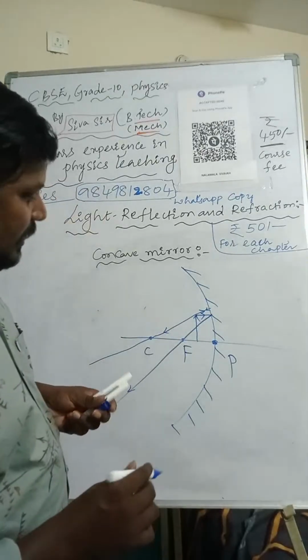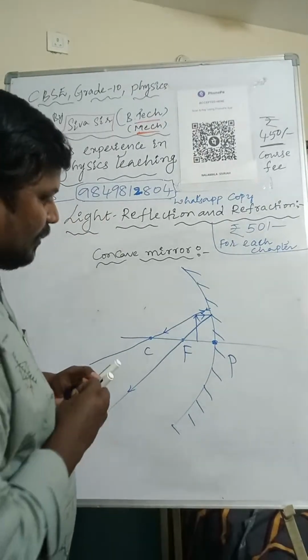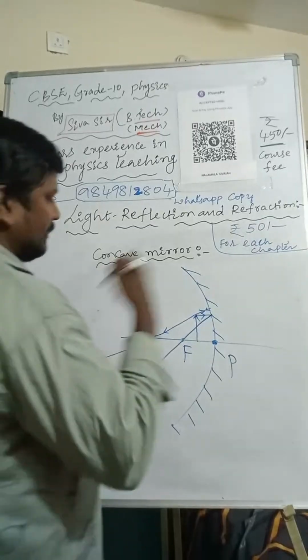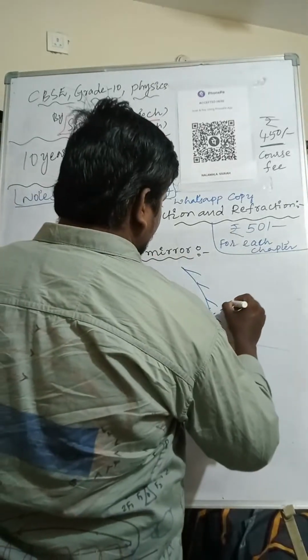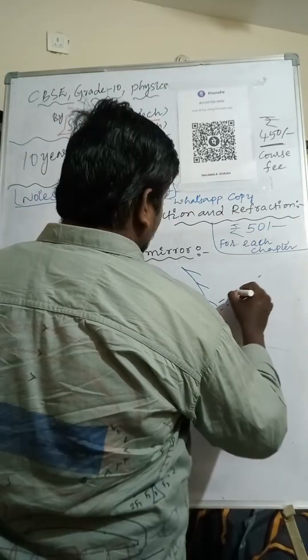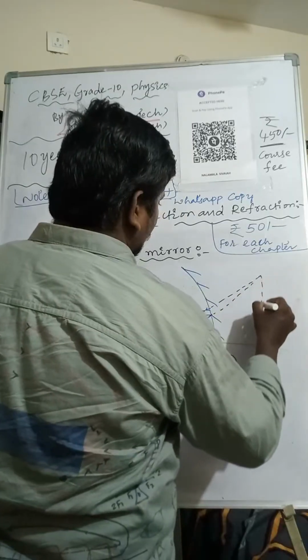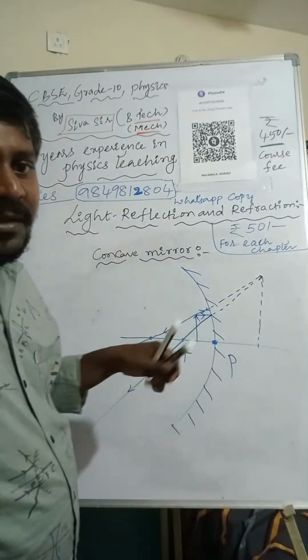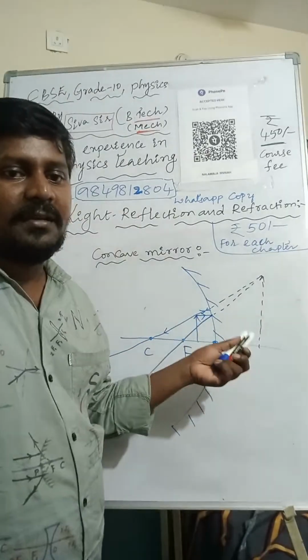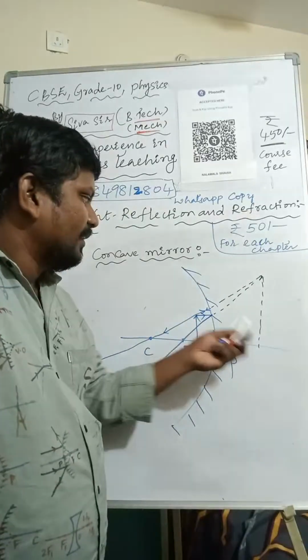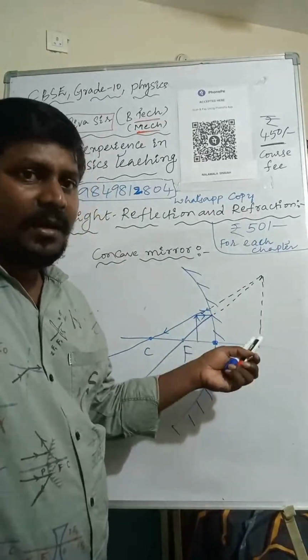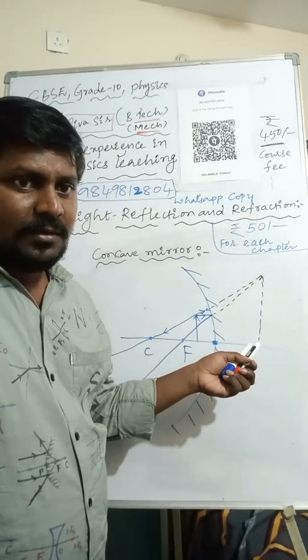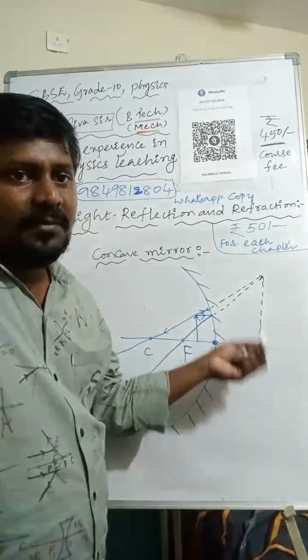If you extend these light rays, you can observe here. The image will form behind the mirror, right? So here, behind the mirror, like this. Behind the mirror, the image will form.